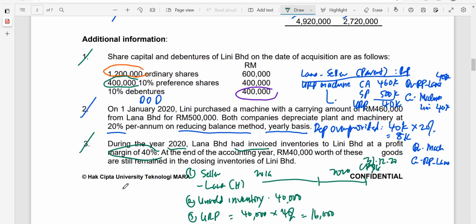16,000. And who is the seller again? The seller is Lana. You will adjust in Lana like what you have done here for a machine. You will now repeat for your inventory. So debit retained profit of Lana, and you will credit inventory with the unrealized profit of 16,000. The inventory that you are crediting is the one in the buyer's. So we do that 16, and that must be reduced in the retained profit and also later adjusted in the SOFP. But I will be doing the consolidated SOFP later.